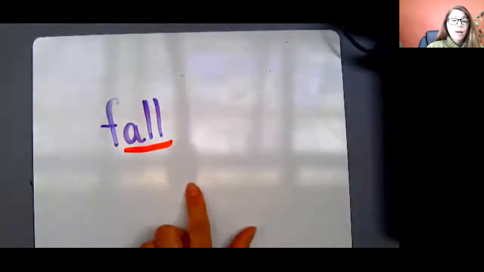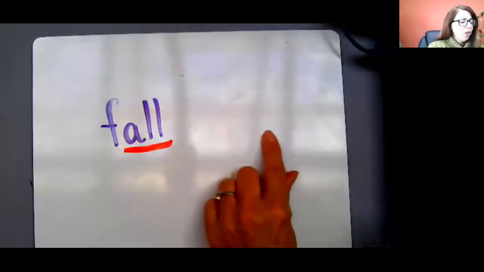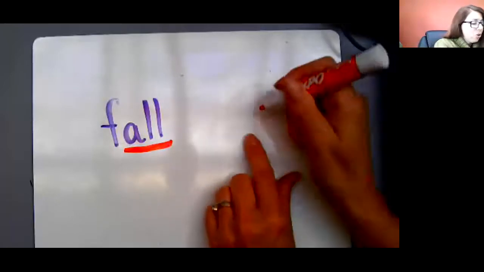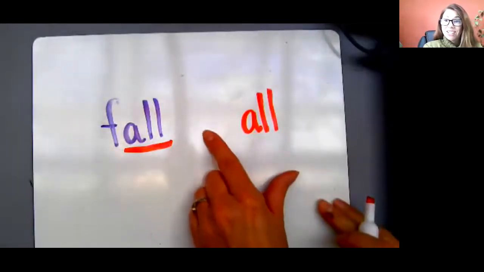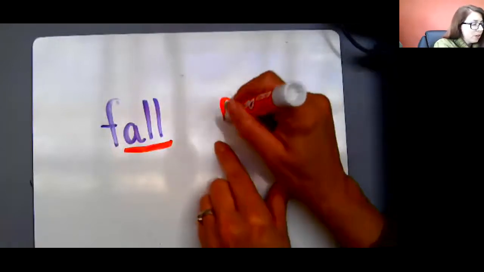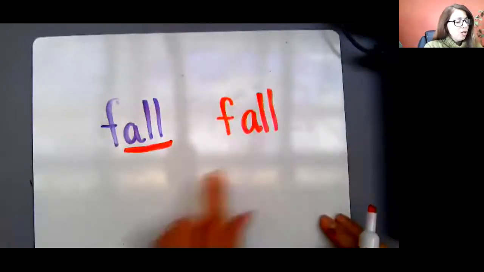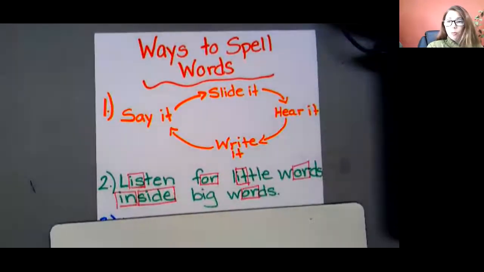So if I'm writing the word fall, I'm saying that word, fall. I'm going to slide my finger under the space where it would go. Fall. Hey, I hear the word all. I know how to spell that. I'm going to write the word all. I'm going to say it and slide my finger under it again. All. Fall. So we're going to use those tiny words to help us spell big words.